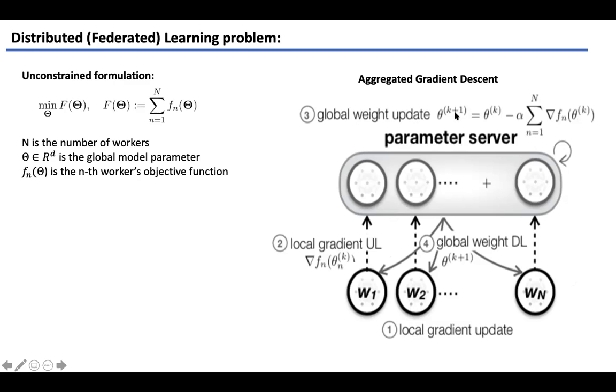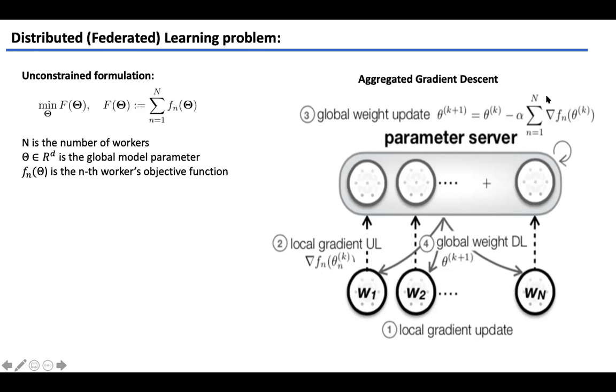So at iteration k plus 1, the model theta k plus 1 is updated according to this equation, where we move in the negative direction of the aggregated gradient or the system gradient. The movement is controlled by the step size or the learning rate alpha.